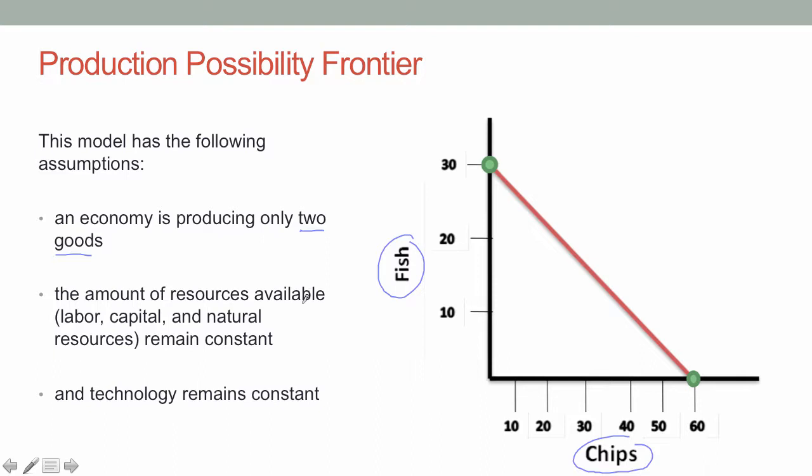The amount of resources available, that means all your labor, all the workers you have, the amount of money you have to produce things, your natural resources, how much fish we have, how many chips we have, all of that remains constant. So we have a constrained, constant amount of resources that we can allocate to one good or the other. And then technology remains constant. We all know technology helps you produce things more efficiently or produce more of them. And so the idea is everything's constant. We're just choosing what we want to produce more of, fish or chips in this case.